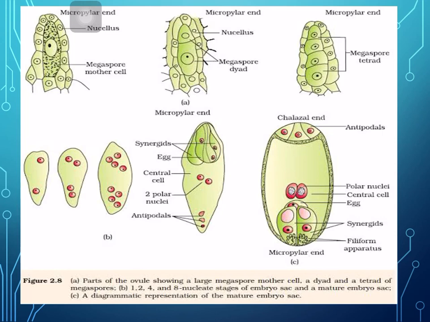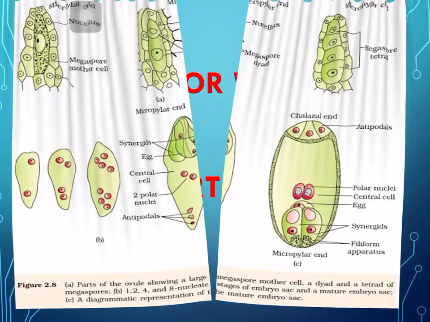After seeing these slides, you can easily understand these structures, and try to understand the different parts of the embryo sac, what the chalazal end is doing, the antipodal cells, and like this.